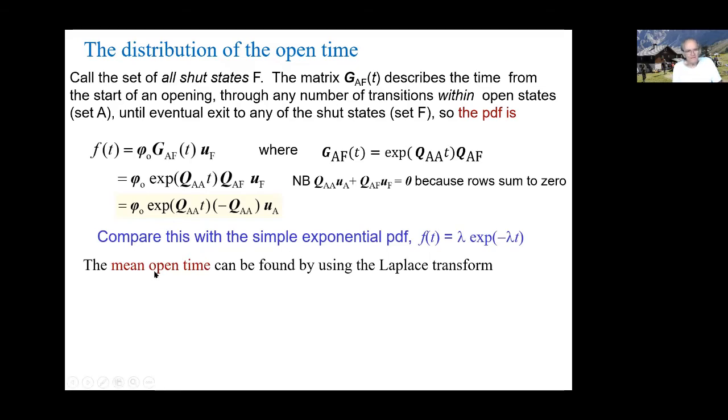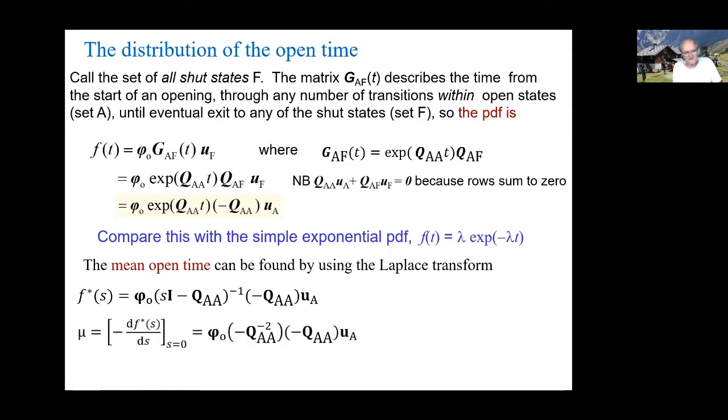We can also, once we've got this distribution, find the mean open time most conveniently by using the Laplace transform again. The Laplace transform of this open time distribution, well, the e to the QAA of t bit is (sI minus QAA) to the minus 1, as we said several times already. The other bits are constant, so they're not affected. Constant in the sense that they don't vary with time.